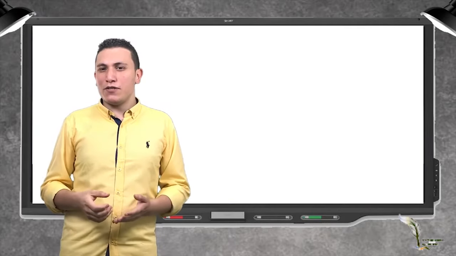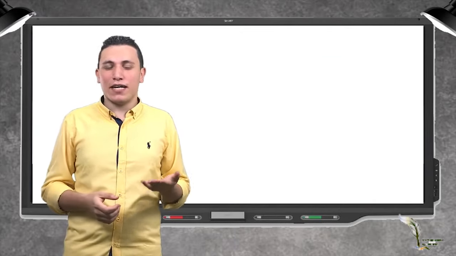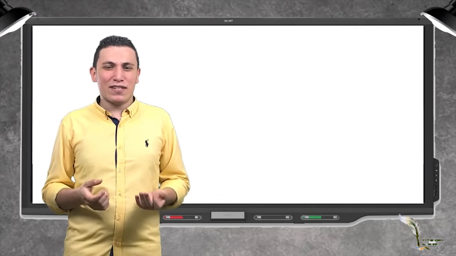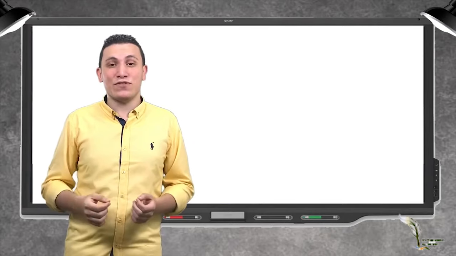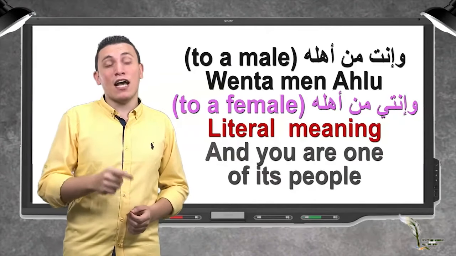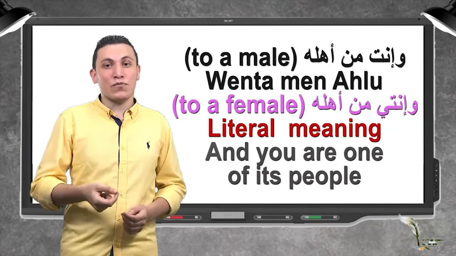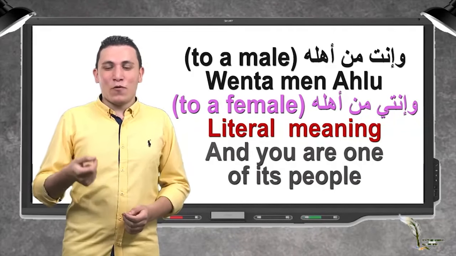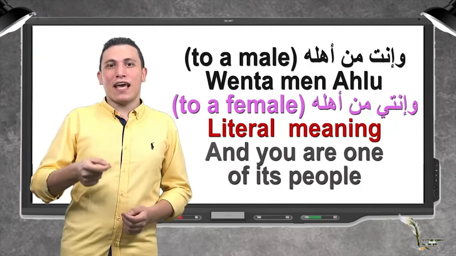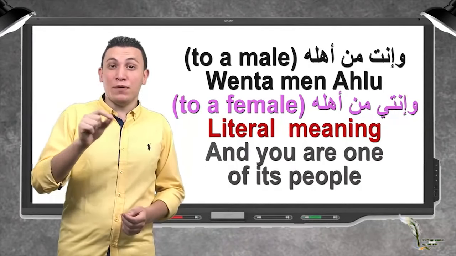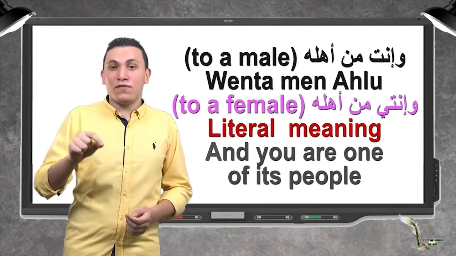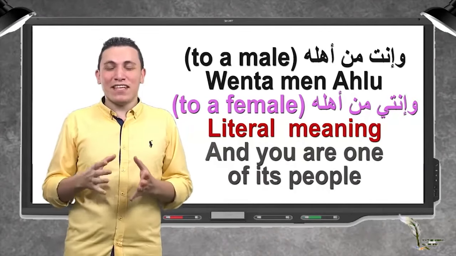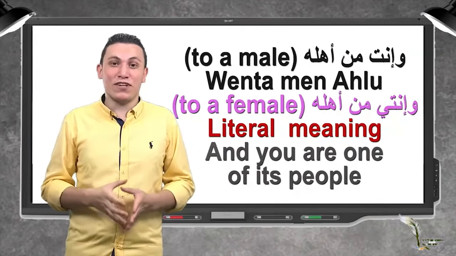So when someone says to you تصبح على خير or تصبحي على خير or تصبحوا على خير, what do you respond? The response is as follows. وانت من أهله to a male, وانتي من أهله to a female. وانت من أهله literally means and you are one of its people. It here refers to goodness or good deeds. So this greeting in particular is so special for us.